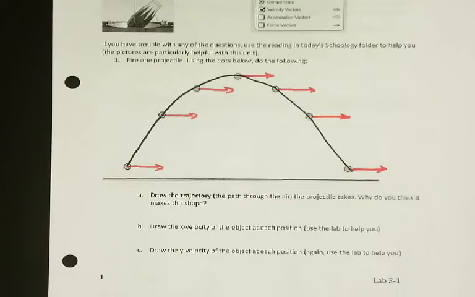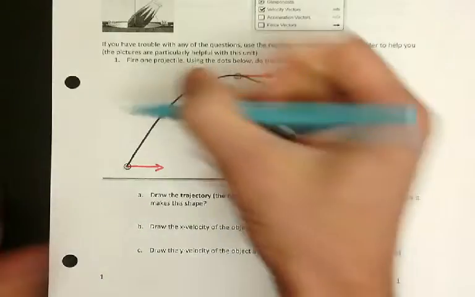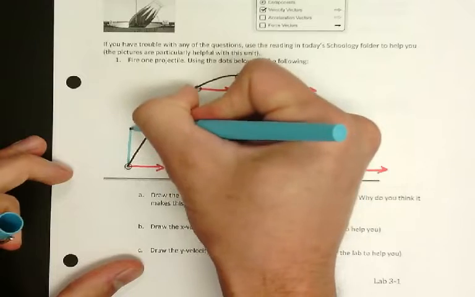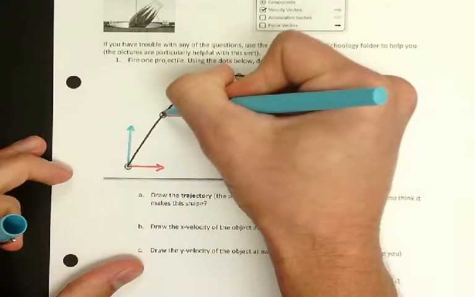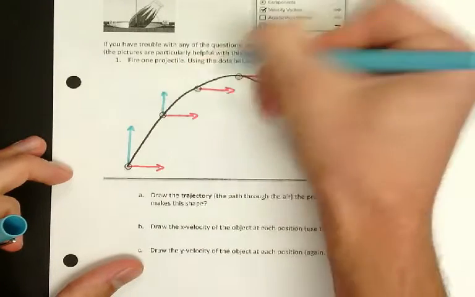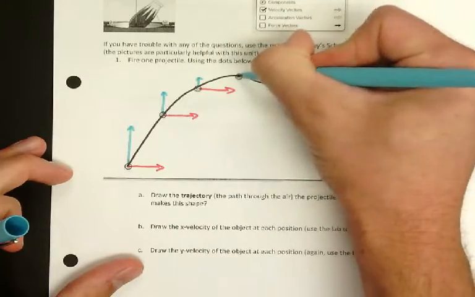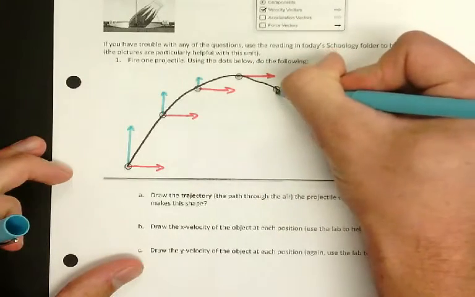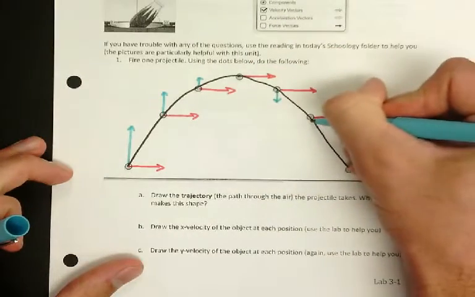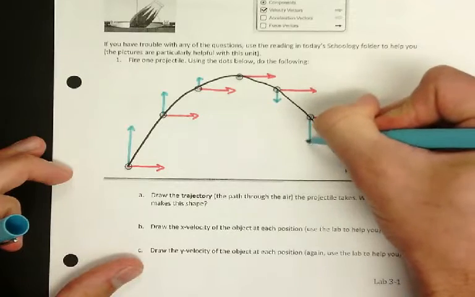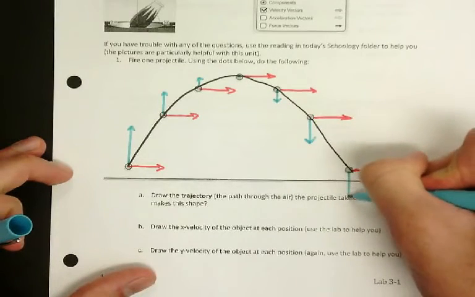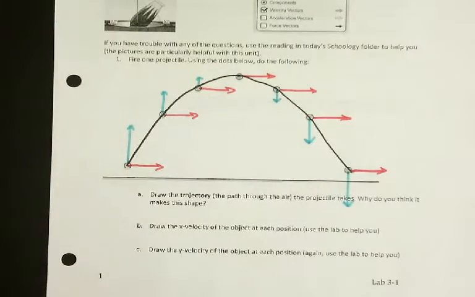So we're going to draw the vertical motion now. And the vertical motion is going to start large at the bottom. Medium next. Small next. 0 at the top. Small but down. Medium and down. And large and down.